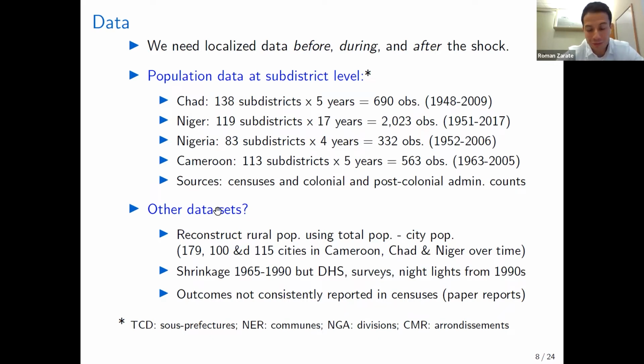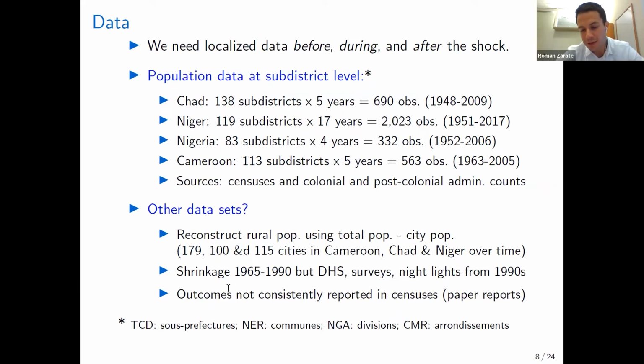Now, we're also trying to collect other data sets. First, we're going to construct some measures of rural population versus urban population using this Afropolis data set, in which they track the population of cities across time. And we also want, like in the paper, to include other outcomes as well. So for example, we're trying to collect information from the demographic health surveys or nightlight data to understand the effect of the shock on other outcomes. And we're particularly interested in the demographic health survey because that will give us some measures of mortality.